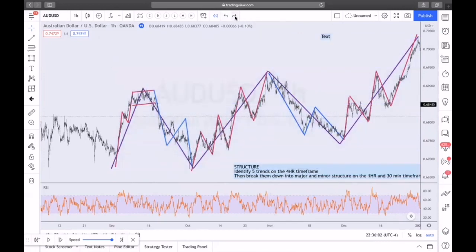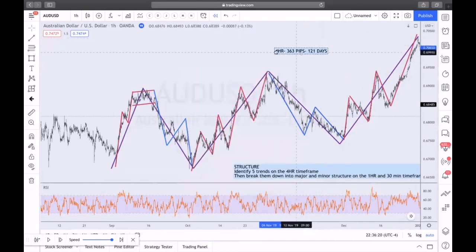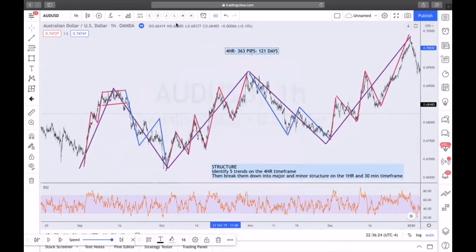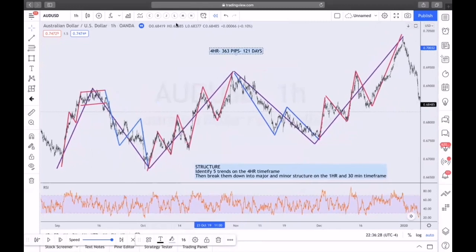363 pips. All right, so based off of 4-hour structure, we have 363 pips in 121 days. Let's just think about that and put that to the side. Again, as an intraday trader, you are not staying in a trade for 121 days at all, okay? Which is why it's super important to be able to understand the smaller time frame.